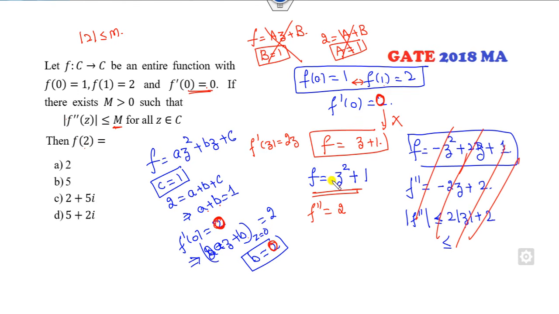So what is f of 2? F of 2 is 4 plus 1, which is 5. 5 is the right answer. I wrongly wrote it here, so this is 2. So this is my function, which satisfies this property because it is a bounded function. So what is f of 2? It is 4 plus 1, which is 5, the right answer. So this is a way you can solve this Schwarz Lemma inequality in a simple manner.